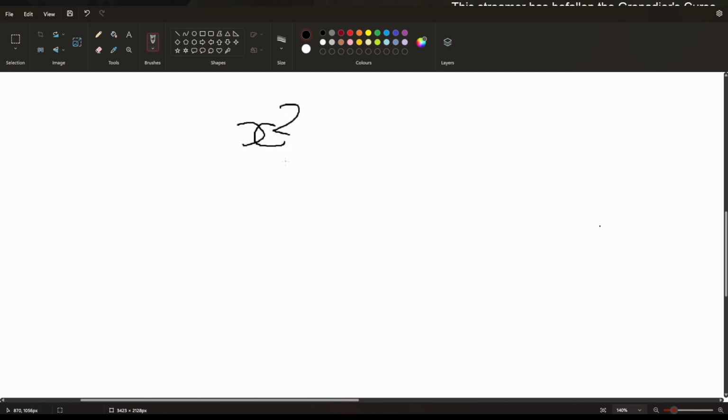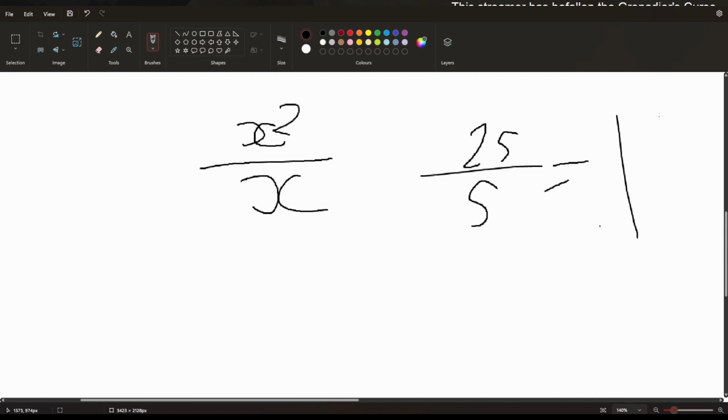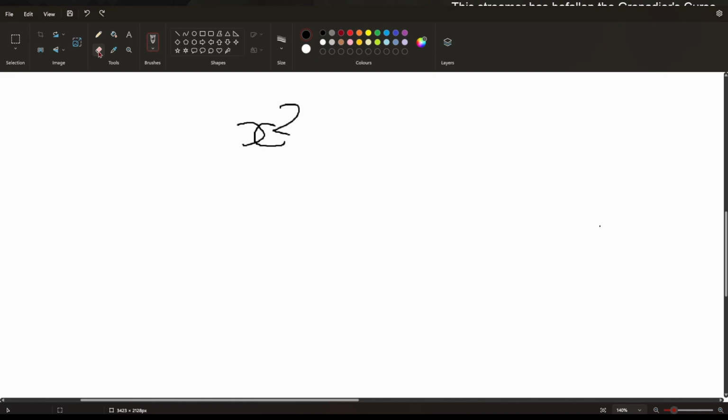x squared divided by x. What does that equal? Well, let's try 25 divided by 5 equals 5. That's not a 5, that's a 1. 5. So what you do, that equals x. It equals x, right?